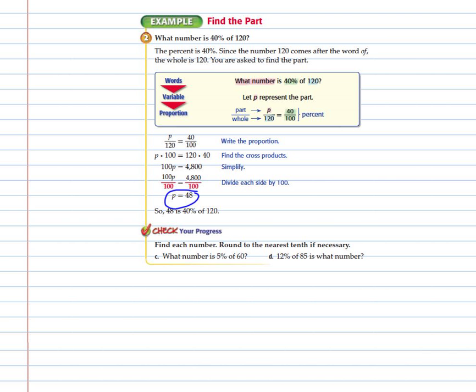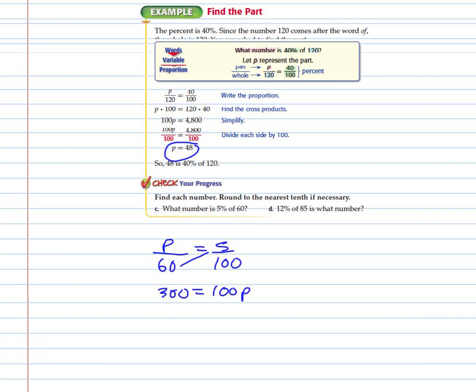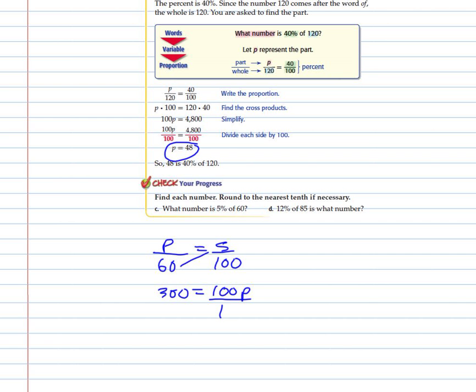Example C, what number is 5% of 60? So P is my variable again. P over 60 equals 5 over 100. Cross products: 60 times 5 equals 100P, which is 300. Divide both sides of your equation by 100. So P equals 3. So 3 is 5% of 60.